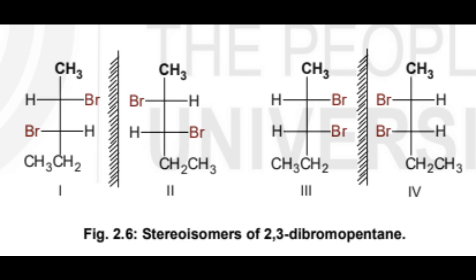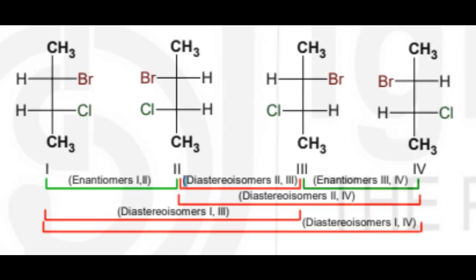3. Due to the difference in their physical properties, these may be separated by fractional crystallization, fractional distillation, or by chromatographic techniques. 4. Diastereoisomers differ in some chemical properties also. These may differ in the rate of reaction with the same reagent.